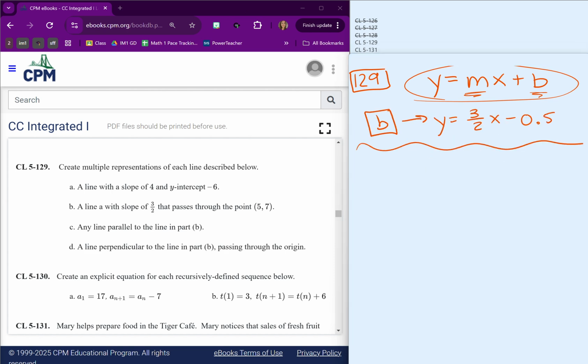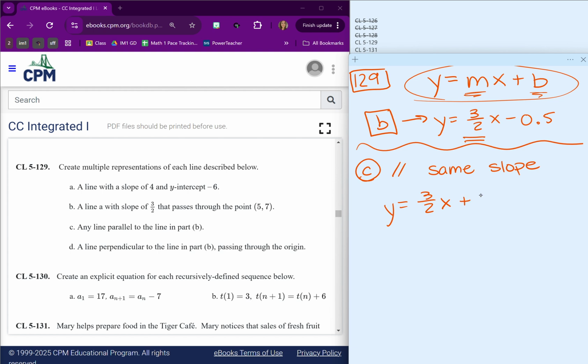Okay, with parts C and D, we have to rely back on our answer from part B, so I just added that to the top as important information. For part C, you need to talk about parallel lines. Parallel lines should have the same slope. So if part C, you want to be parallel to part B, then you definitely need to use the same slope. So y equals 3 halves x, and then it doesn't tell us any other specifics.